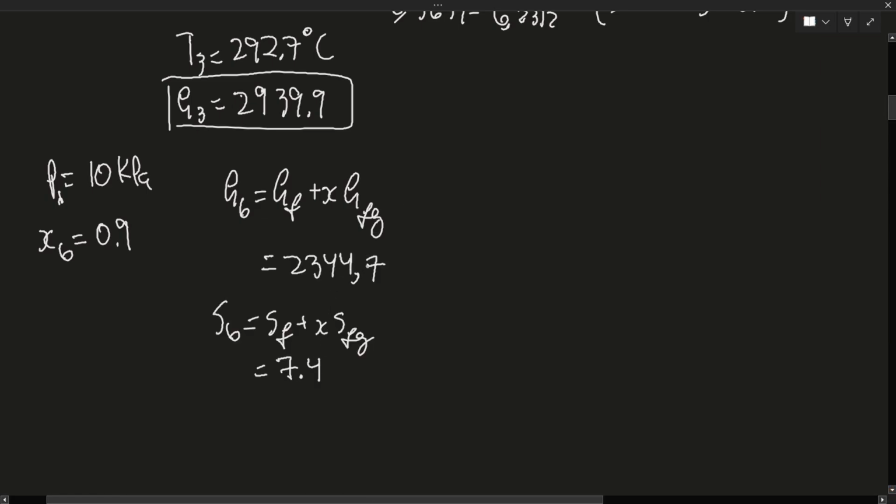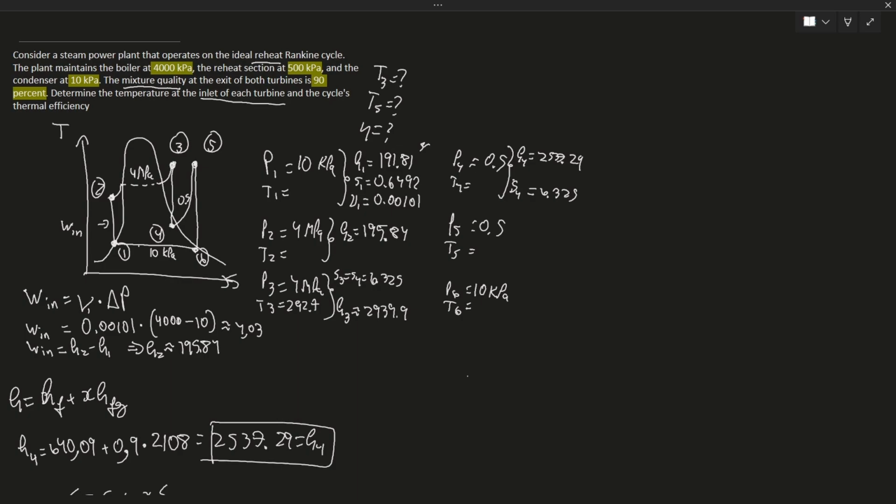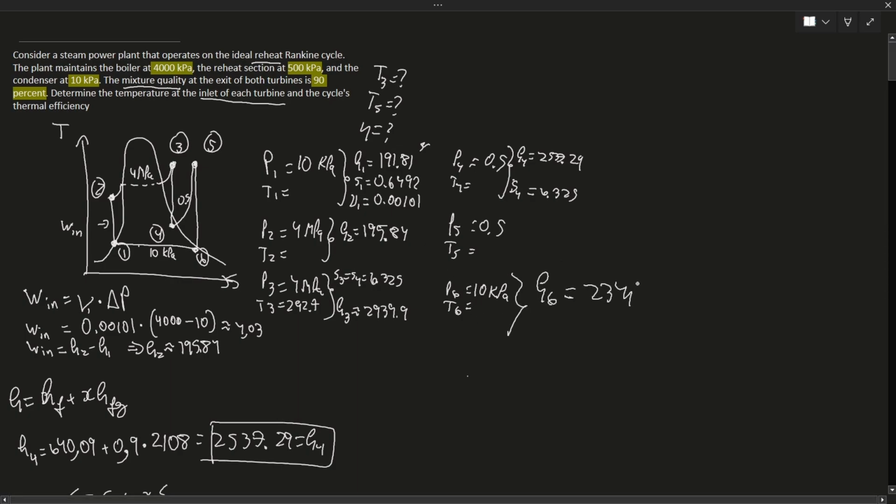Reading the table, we could find these values and we just plug in these numbers. Once you plug in the numbers, you're going to get H6 of about this. And you also need your S. So we're going to write this out in our table on top. H6 about 2344.7, S6 of about 7.4. As we can see over here, point 6 and point 5 are a straight vertical line. The S is the same. So here we know that S5 equals S6 equals 7.4.